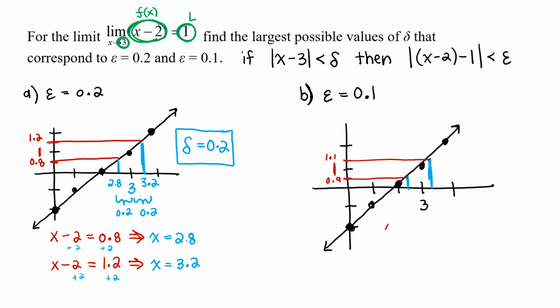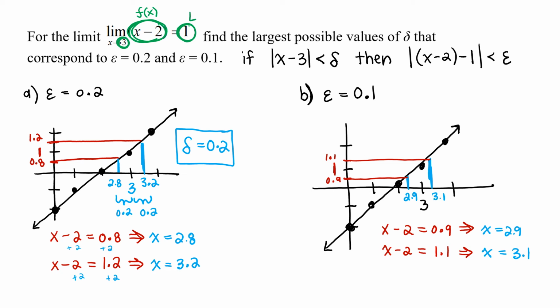So we have that one of our bounds is where x minus 2 is equal to 0.9. And that will occur where x is equal to 2.9. And then we have that our upper bound is where x minus 2 is equal to 1.1, which occurs where x is equal to 3.1.